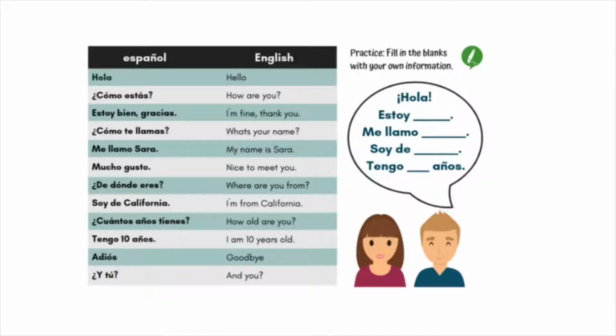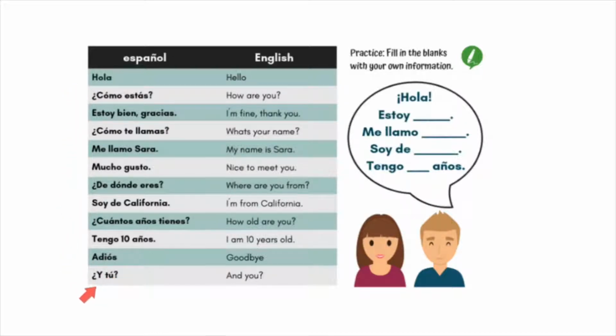Those are our basic phrases. This doesn't mean that this is the only way that you can say something. For example, instead of saying hola, I could very easily say to someone, good morning, buenos días, good afternoon, buenas tardes, or good evening, buenas noches. But this is just to get us started.